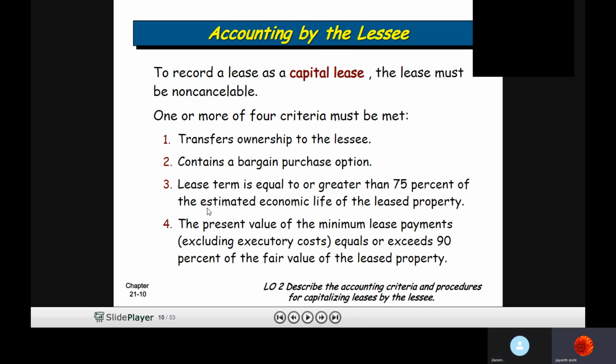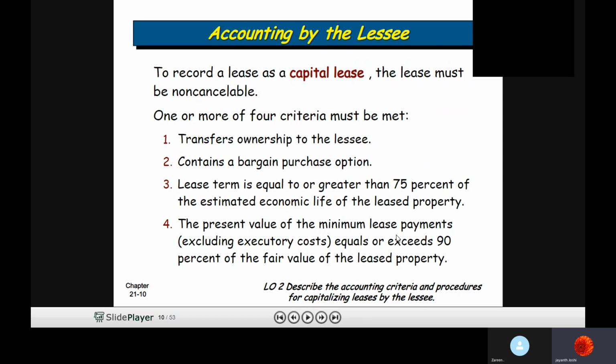The asset can be with you, but it should give you economic benefits. That means you can take maximum benefit of that asset. If that is not there, then that asset is of no use for you. But the criteria is to meet any one of them or more than one.